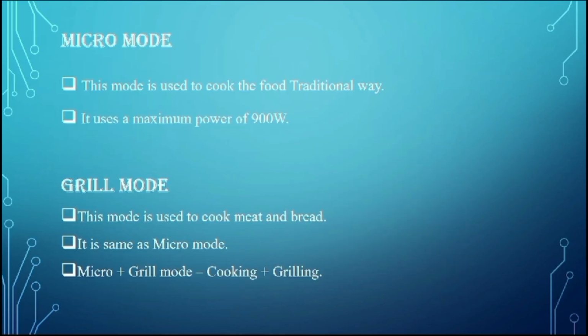The first mode is micro mode. The micro mode is used to cook food in a traditional manner. It uses a power of 900 watts. In this mode, the maximum time that you can set for cooking is 60 minutes. On pressing key 1 on the matrix keypad, the micro mode is selected.